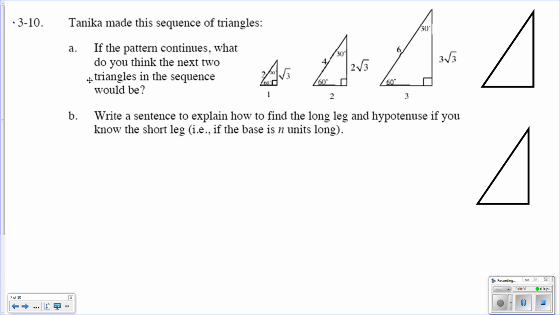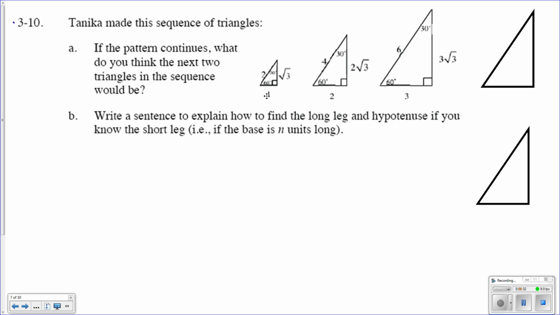Problem 3-10. Tanika made this sequence of triangles. If the pattern continues, what do you think the next two triangles in the sequence would be? You'll see we have 30, 60, 90 right triangles in each one of them.